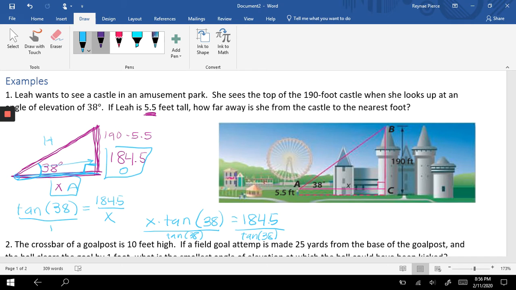Okay. And at this point, you can type that directly into your calculator. Okay, 184.5 divided by the tangent of 38 tells me that Leah is about 236 feet away from this castle that she's looking at. Okay.